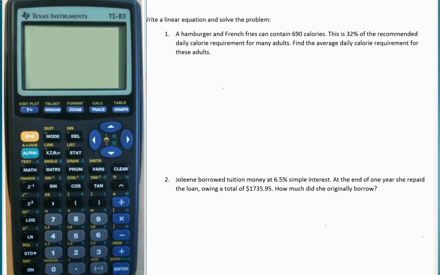Okay, so that's what we're trying to find. The average daily calorie requirement for adults. So we're going to let that be our variable x. Now we're told that the hamburger and french fries have 690 calories, and that is equal to 32% of what we're trying to find. Now, 32% of something, we have to change 32% to a decimal, so 0.32 times our x. Okay, so there's our linear equation, and it'll be very easy to solve.